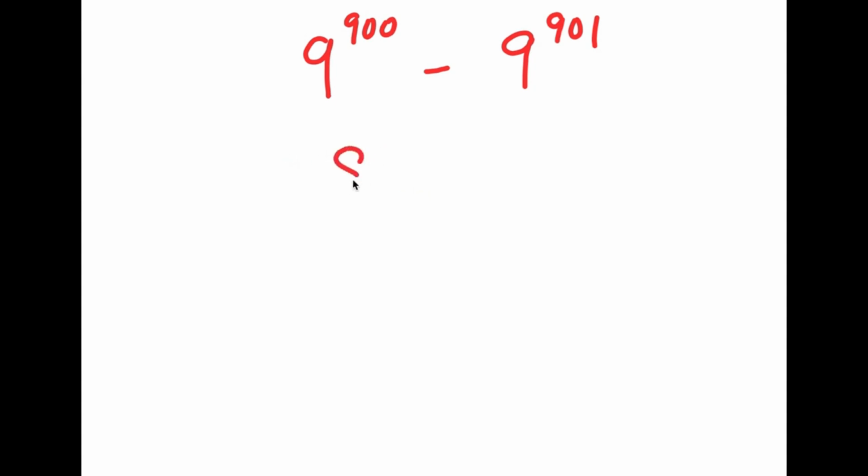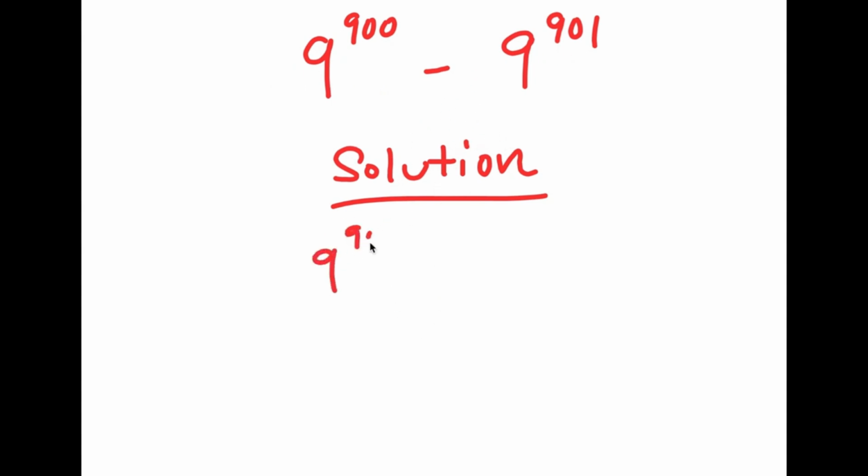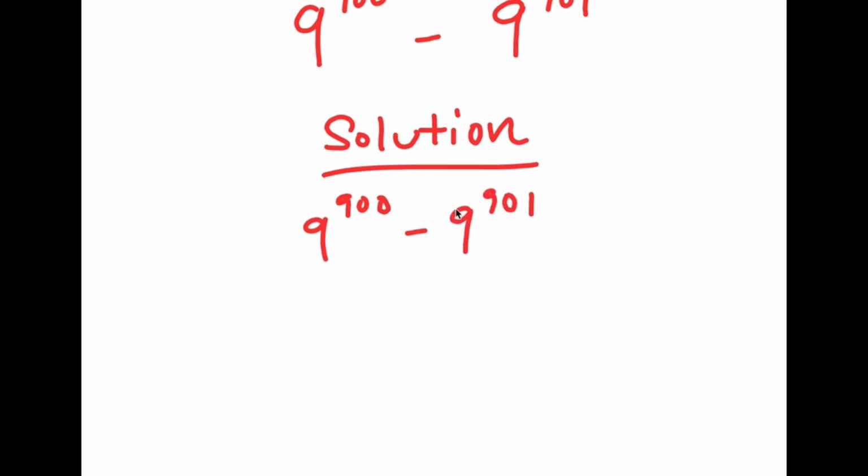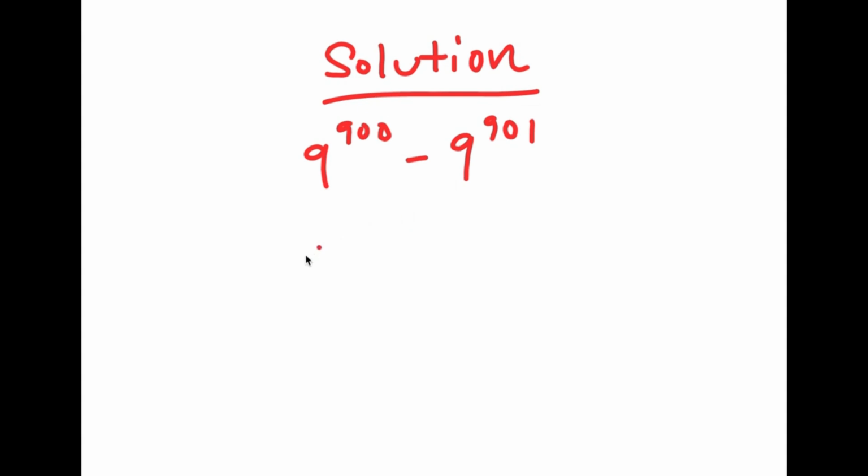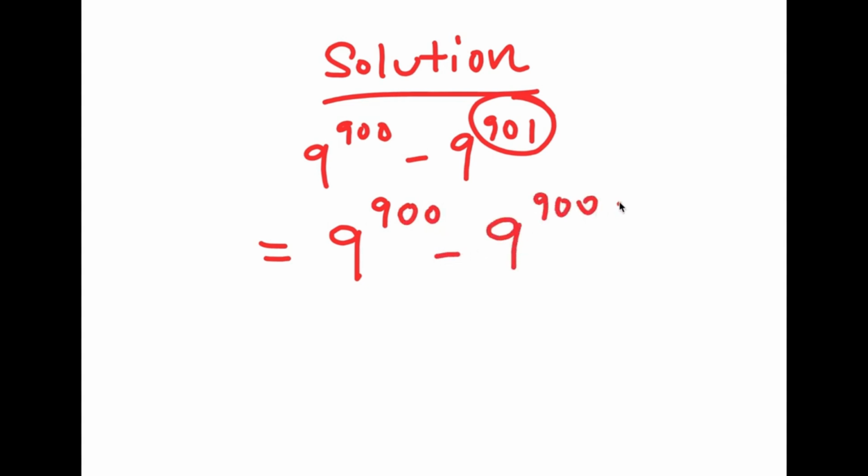So, for my solution, I'm going to first start by rewriting my original problem here. So I rewrite 9 to the power of 900 minus 9 to the power of 901. Now this is the same thing as, I can rewrite 901 as 900 plus 1. So this is the same thing as 9 to the power of 900 minus 9 to the power of 900 plus 1.